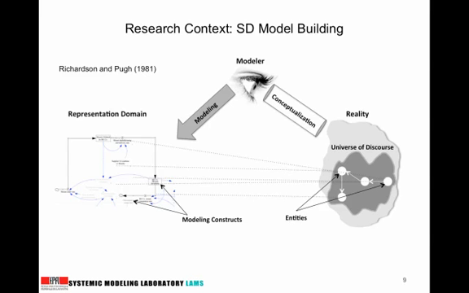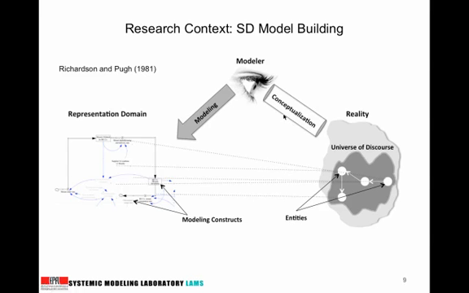The very first step in the modeling process is for the modeler to observe some aspect of reality known as the universe of discourse. The modeler then employs a set of conceptualizations to distinguish a number of entities within that universe of discourse and the relationships among them. Then, in the representation domain, the modeler goes on and builds the model using modeling constructs. So these constructs can be mapped onto the entities in the universe of discourse by employing the conceptualization. It is as simple as that.